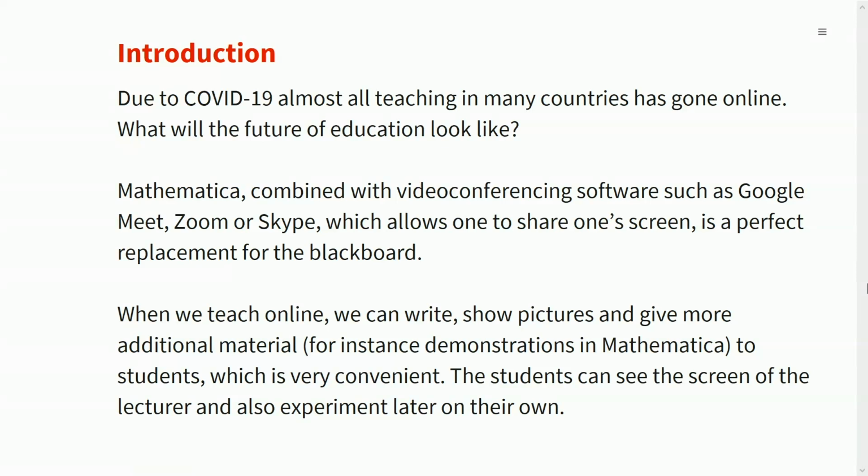When we teach online or in class, we can write, show pictures, and give more educational material, for instance, demonstrations in Mathematica to students, which is very convenient. The students can see the screen of the lecturer and also experiment later on their own. Another observation that we have is that now students seem to be much more interested in using Mathematica, maybe due to the fact that it's more difficult to meet and study in small groups and in person. And so students are more eager to experiment on their own.